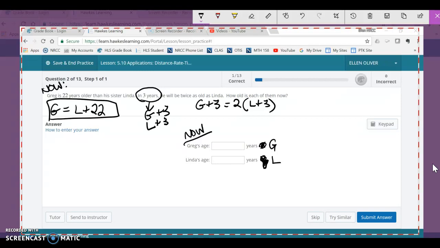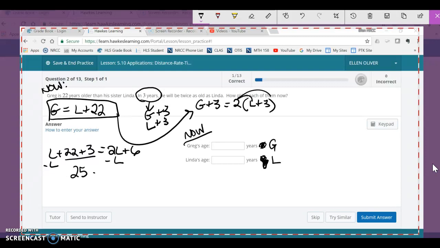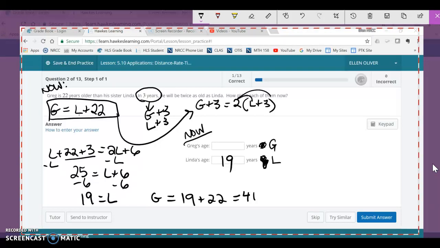This one is already set up for substitution, so I'm going to substitute it into here. So I'm going to have, instead of G, L plus 22 plus 3 equals, and I can distribute this to 2L plus 6. Take away L from both sides. Combine these like terms. Minus 6. So Linda right now is 19. And Greg is 19 plus 22. That's a big age difference. Let's see, that's 41. So 41 and 19.